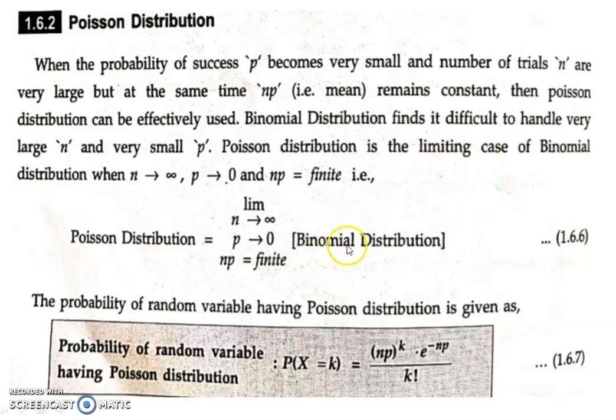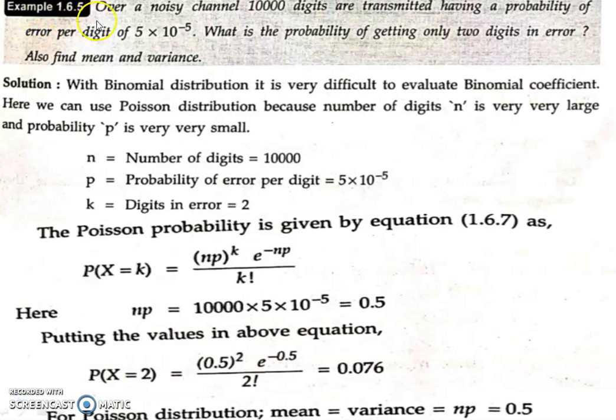times the binomial distribution. The probability of a random variable having Poisson distribution is given by P of X equal to k, which is equal to (np) power k into e power minus np, whole divided by k factorial, where n is the number of trials, p is the probability of success, k is the number of success events. Consider an example problem here.